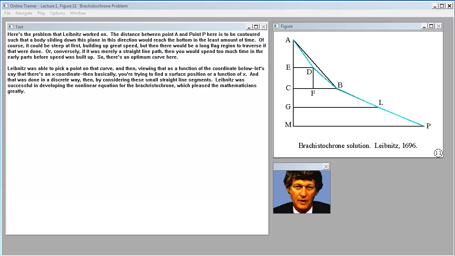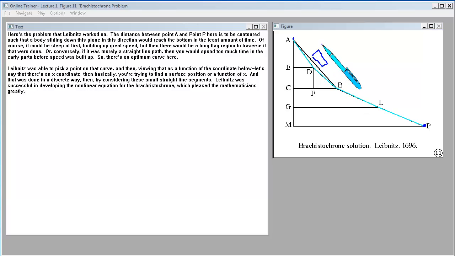Here's the problem that Leibniz worked on. The distance between point A and point P here is to be contoured such that a body sliding down this plane in this direction would reach the bottom in the least amount of time. Of course, it could be steep at first, building up great speed, but then there would be a long flat region to traverse if that were done. Or conversely, if it was merely a straight line path, then you would spend too much time in the early parts before speed was built up. So there's an optimum curve here.